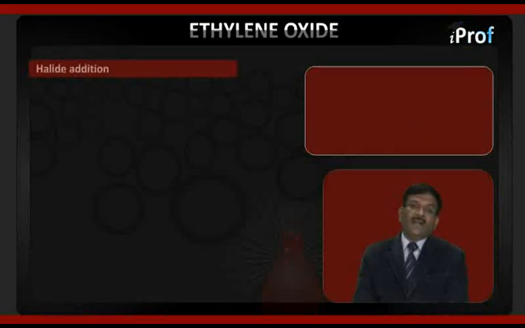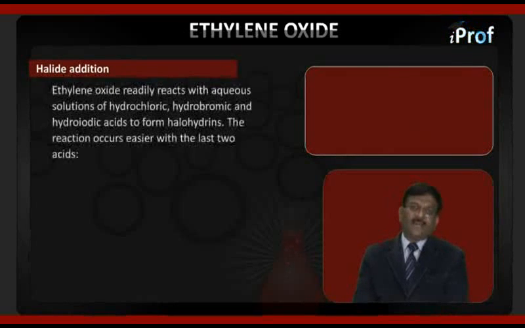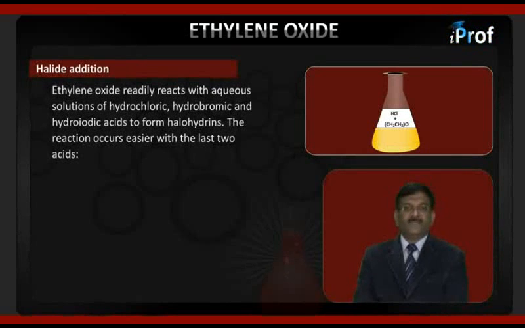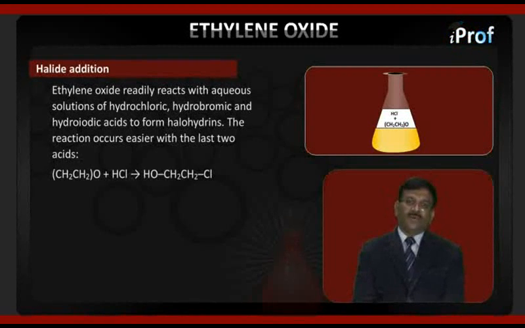Now next, halide additions. Ethylene oxide readily reacts with aqueous solutions of hydrochloric acid, hydrobromic acid and hydroiodic acid to form the corresponding halohydrins. The reaction occurs easier with the first acid than the last two acids. The reaction is CH2CH2O plus HCl gives HOCH2CH2Cl.